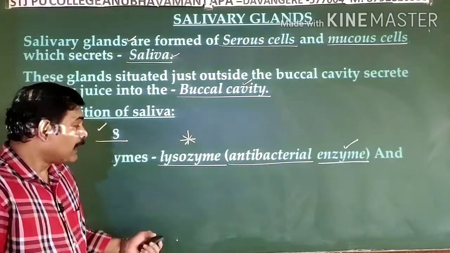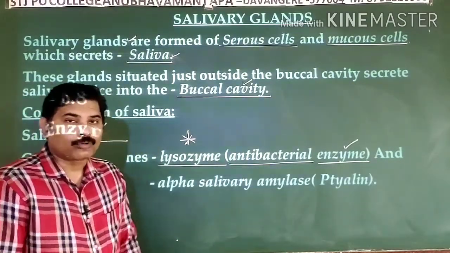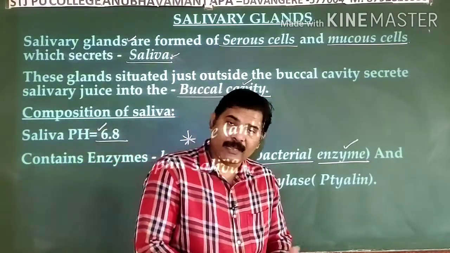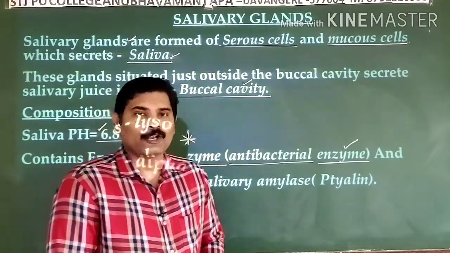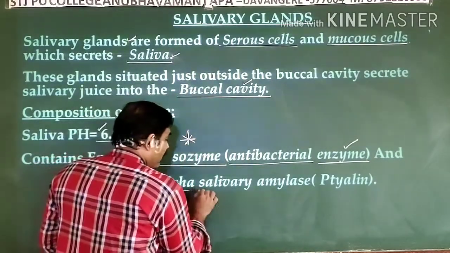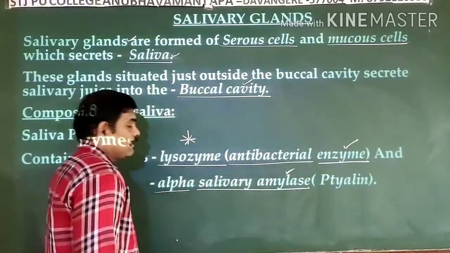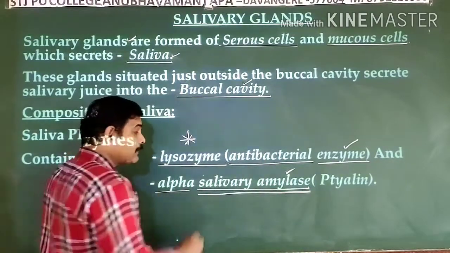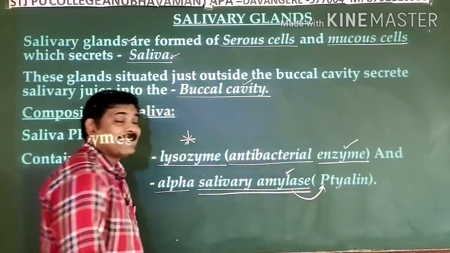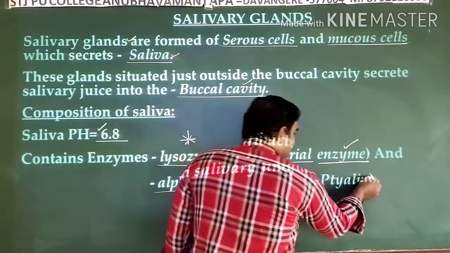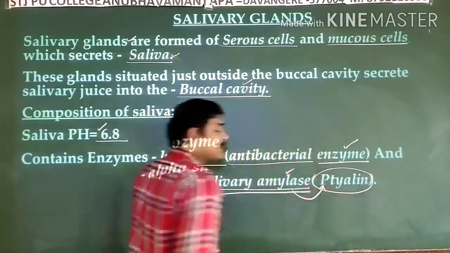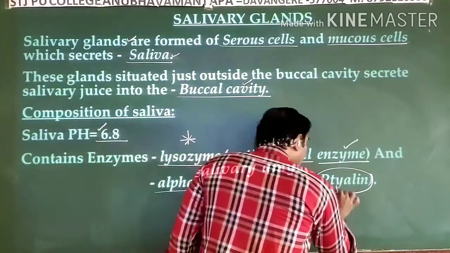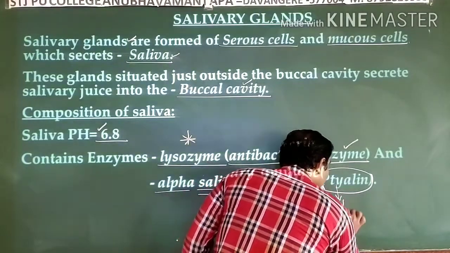Clear? Right. And saliva contains another important enzyme, which we call alpha salivary amylase, or salivary amylase, or even ptyalin also. See this alpha salivary amylase. In simple terms, we can consider it salivary amylase also. The another name for that is ptyalin. It's an important point. This ptyalin is actually a digestive enzyme. Here is the point: this ptyalin acts on carbohydrates.